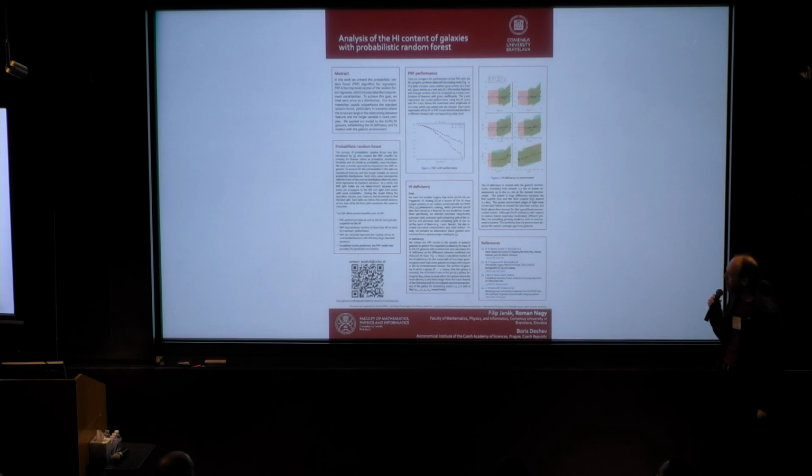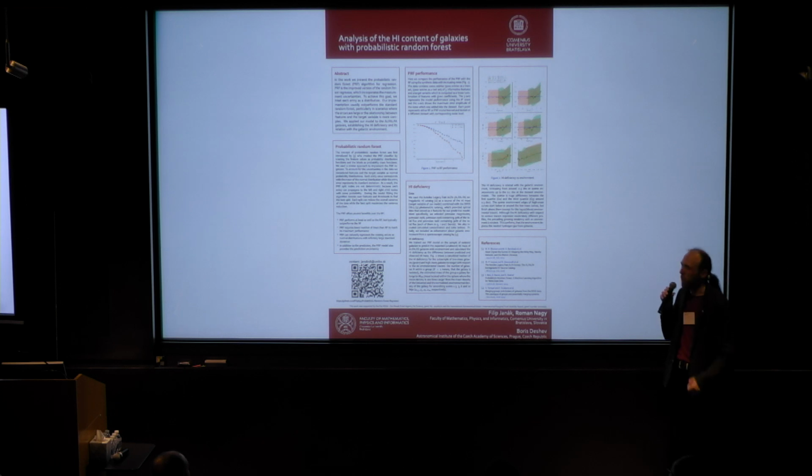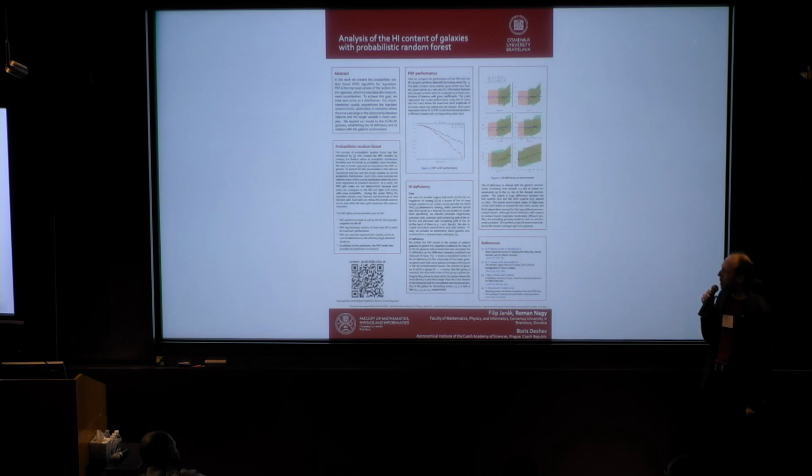Together with my PhD student Filip Janak, we worked on training a probabilistic random forest to estimate the amount of HI gas in galaxies. We also performed some performance tests to evaluate the efficiency of our model. We trained our model on the alpha-alpha catalog, the sample of galaxies which contains the information about the amount of HI gas in these galaxies. Then we can use our model to estimate the amount of HI gas or HI deficiency in galaxies.